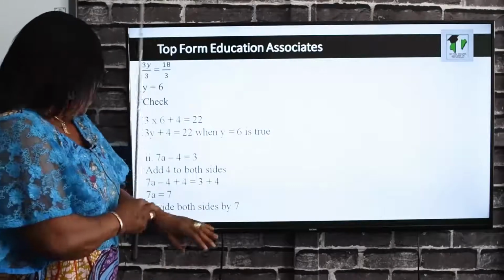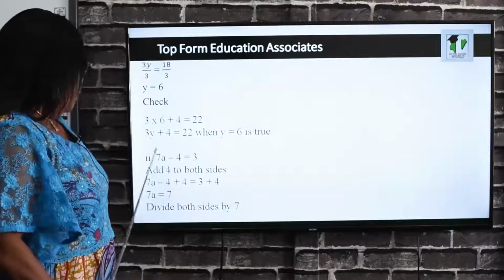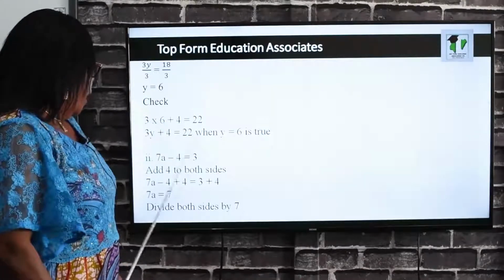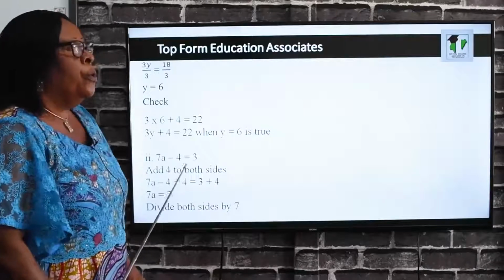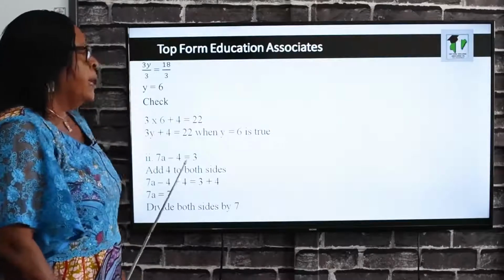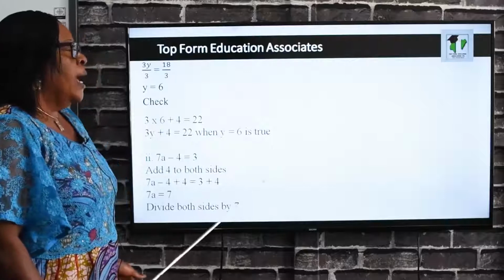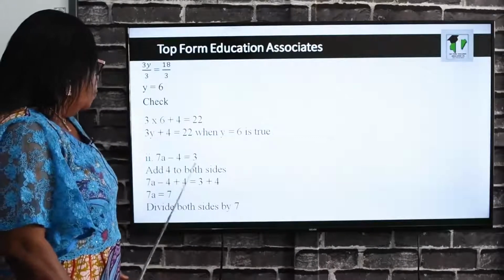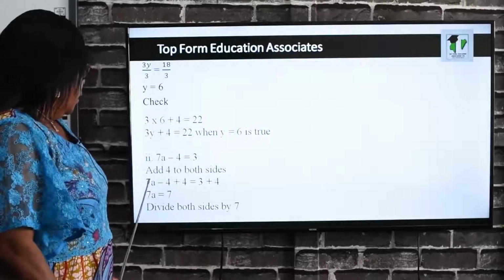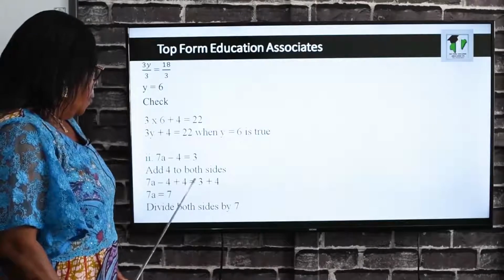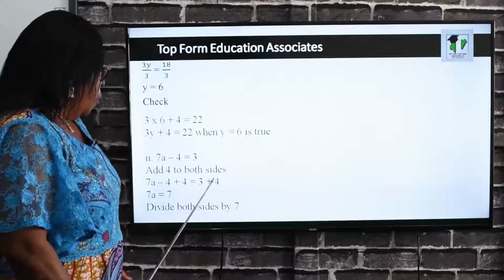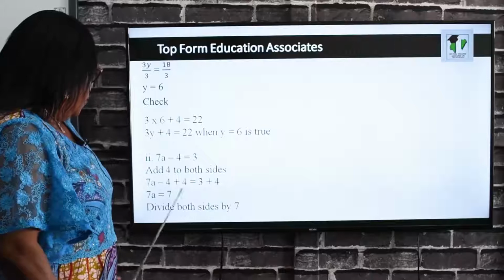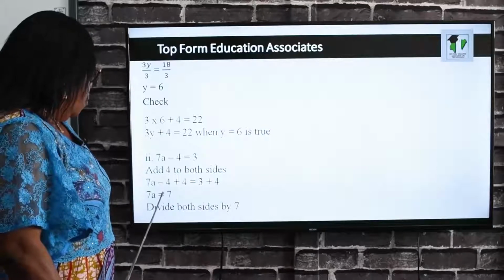Question number 2. 7a minus 4 equals to 3. Now, here we have minus 4. So to do away with minus 4, we are going to add 4 to both sides. So add 4 to both sides, giving us 7a minus 4 plus 4 equals to 3 plus 4. Minus 4 plus 4 is 0. We have 7a equal to 7.